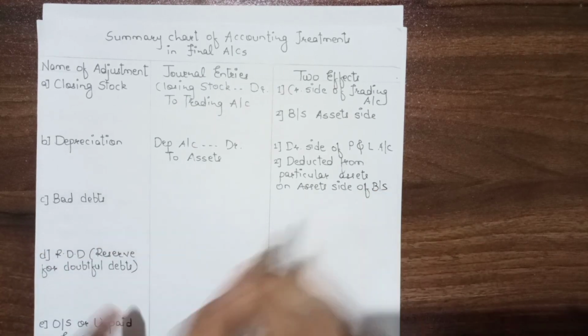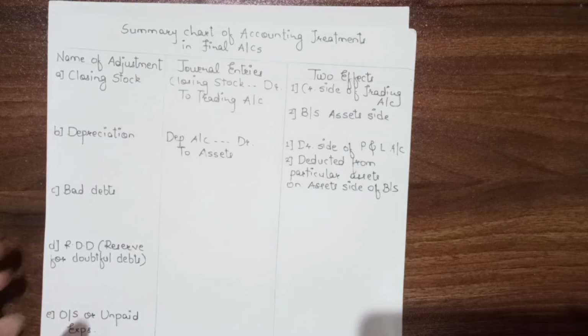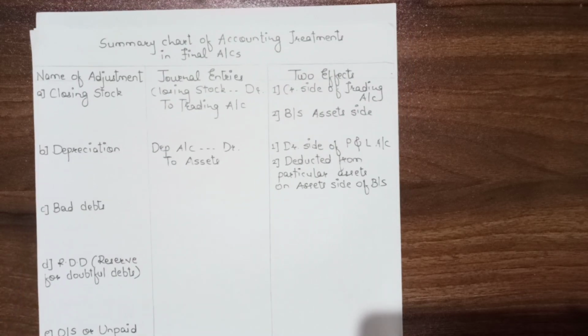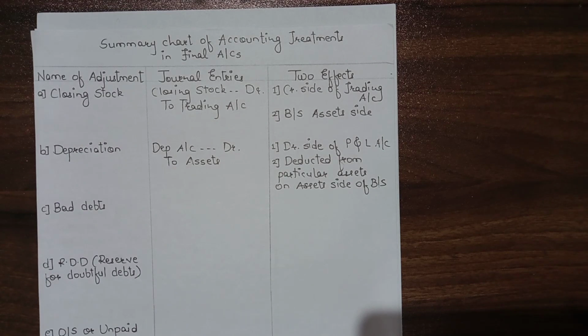Balance sheet. So this is your second effect. Depreciation is always charged in percentage or sometimes in amount as well. Let's take a short example: 10% depreciation is charged on machinery. So if the amount of machinery is 5,000, then you have to calculate 10% of 5,000. It will obviously be 500.